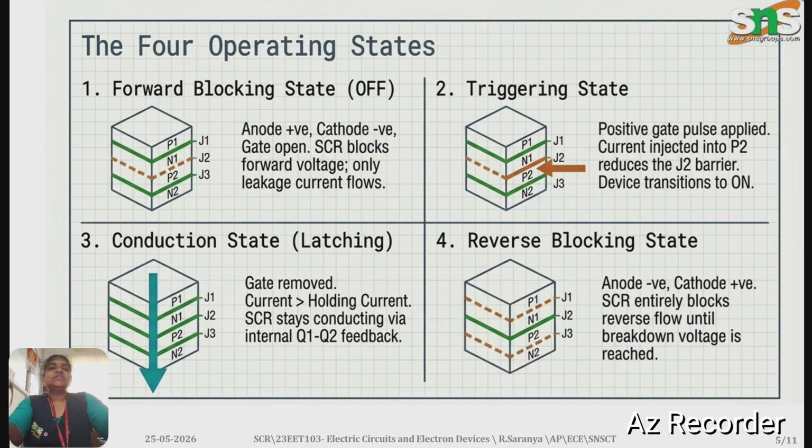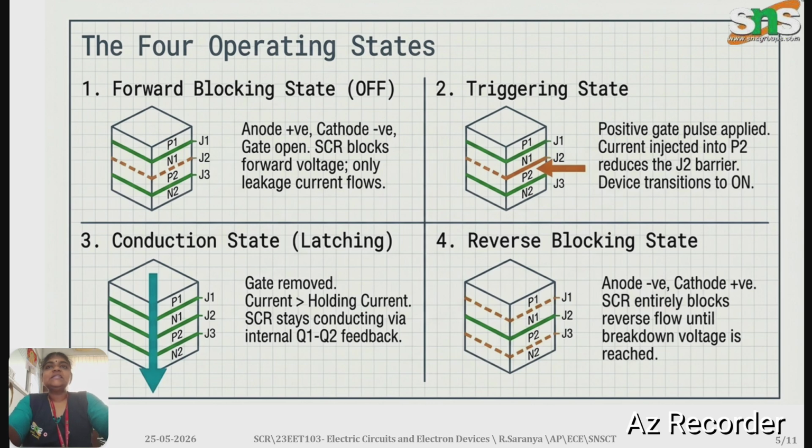So these are the operational states of SCR. There are four operational states: forward blocking state, triggering state, conduction state, and reverse blocking state. In forward blocking state, the anode is positive with respect to the cathode. The junctions J1 and J3 are forward biased, and J2 remains reverse biased. So the SCR will be in the off position, and only a leakage amount of current flows. The SCR is waiting for its triggering state. It is ready to conduct.